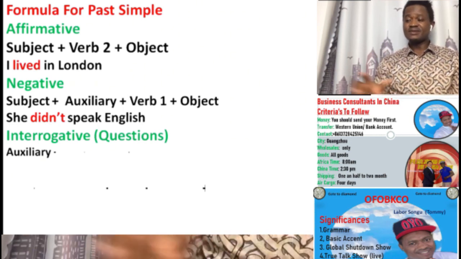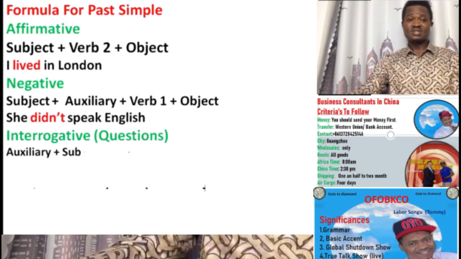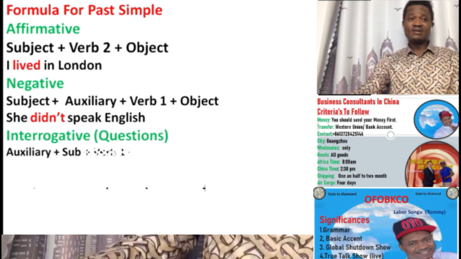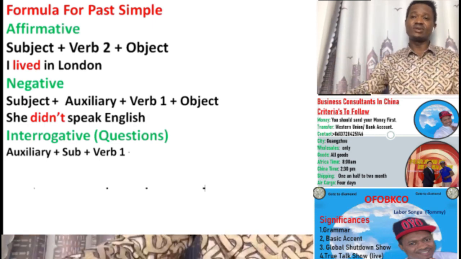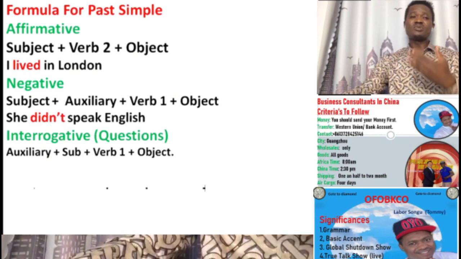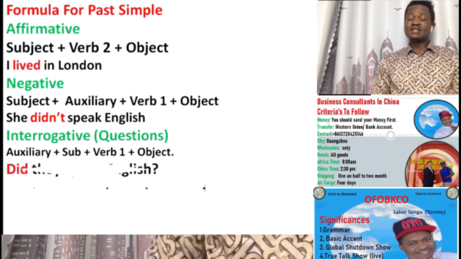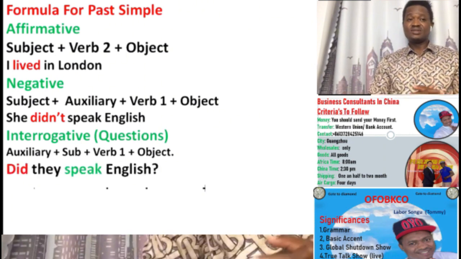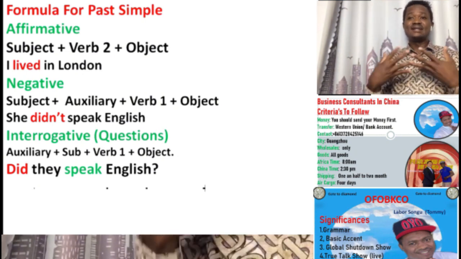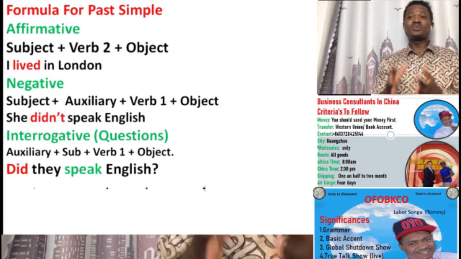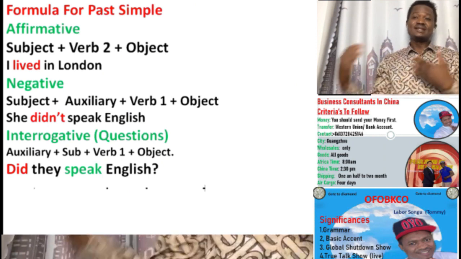So you got to see here the auxiliary verb comes before the subject. So auxiliary verb plus subject plus the V1 verb. The verb should always be in the base form in the interrogative form. Plus object. So let's see the example here. The example gotta be: did they speak English? So did is the auxiliary verb in the past. We already know the past tense of do is did. So they is the subject. Speak is the V1 verb, that is the base form. English is the object. So: did they speak English?